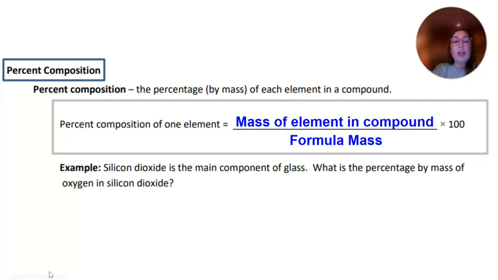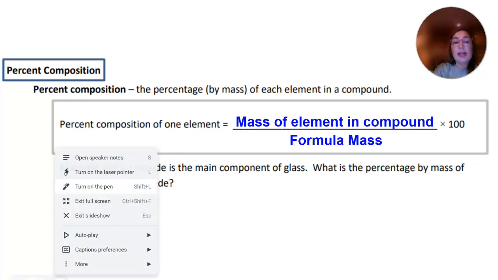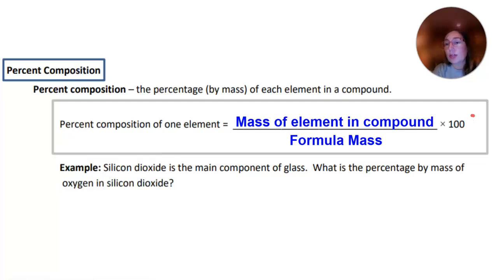You're going to have a decimal basically, and you're going to want that decimal turned into a percentage. So you're basically taking the decimal you have in this first fraction and multiplying by 100% to make that decimal into a percentage. Okay, so let's try an example. Silicon dioxide is the main component of glass. What is the percentage by mass of oxygen in silicon dioxide?